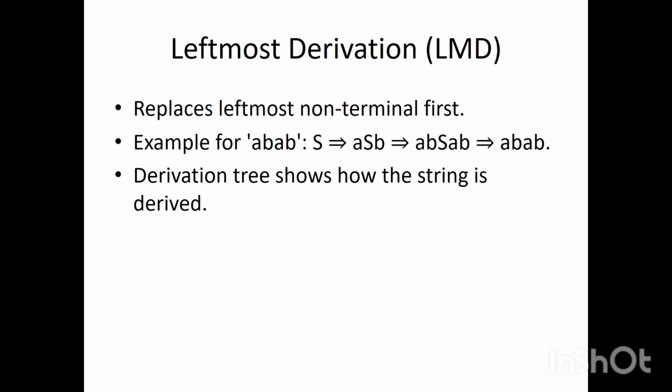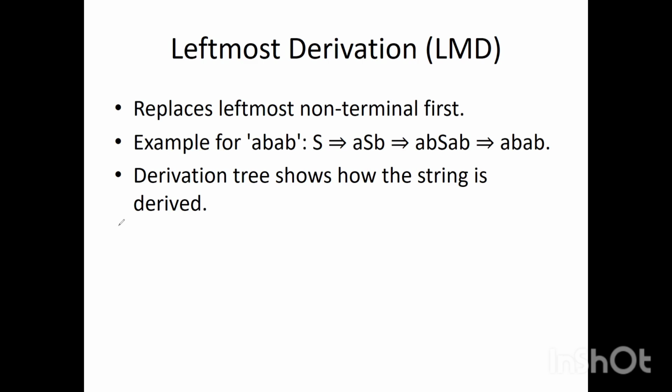Okay. Leftmost derivation replaces leftmost non-terminal first. Okay. Now what is meant by non-terminal symbols? Sorry, by mistake. Non-terminal symbols are all the capital case letters. Okay, and terminal symbols are all small letters here. Okay. Derivation tree shows how the string is derived.